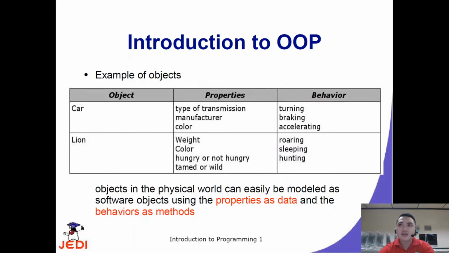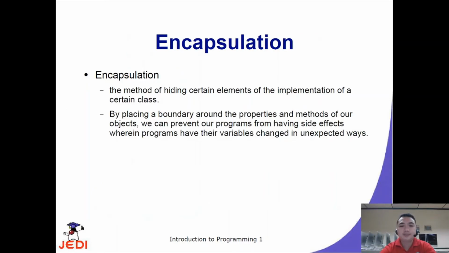When we say behavior, it's how the object behaves, or how the object reacts if it is triggered by a certain event. The behavior or the methods of the car are turning, braking, and accelerating. And then just explore the other example, which is the lion. Objects in the physical world can be modeled in programming using properties. In programming, we identify them as data, and behaviors as methods.